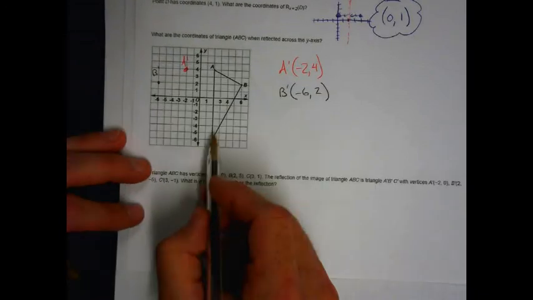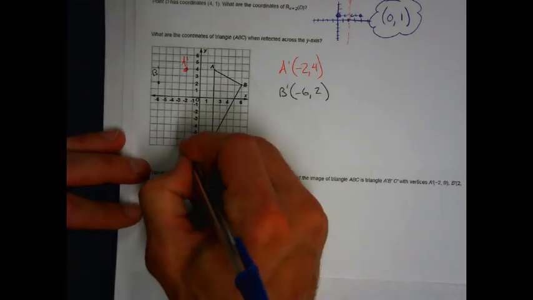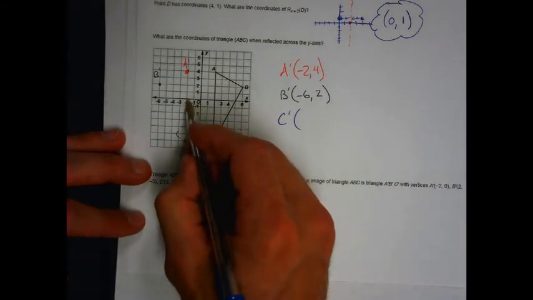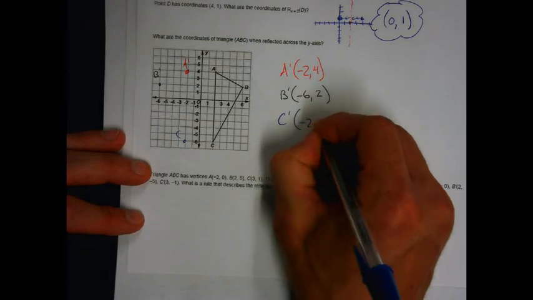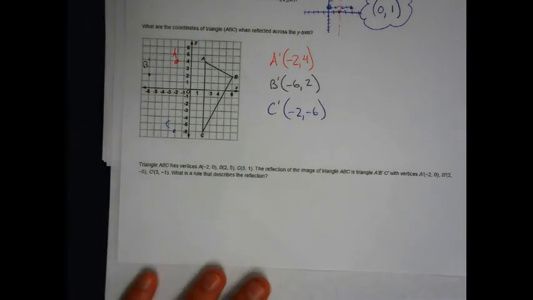And then lastly, same thing for C prime. C is 1, 2 from the line, 2 more, C prime. Where in the world is C prime? It's at -2 in the x, -6 in the y. And there are your coordinates for the reflection. Okay? Okay.